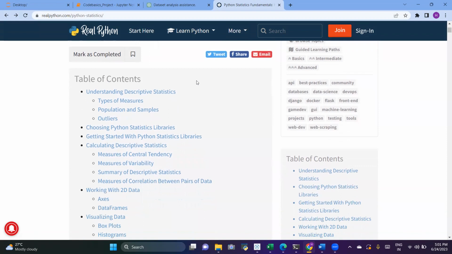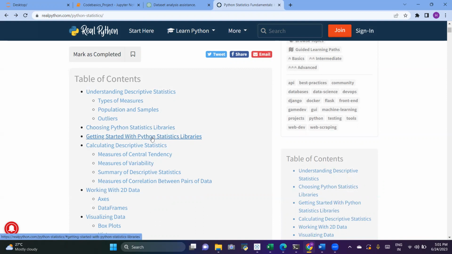Okay. So the table of contents is as follows. Understanding descriptive statistics, so trying to understand the importance of descriptive statistics. Types of measures. What is population and what is sample. Outliers. So what are these outliers and what is the importance of these outliers with respect to different industries? And choosing the Python statistics libraries. So there are various libraries in statistics, but what is the best statistics library to be chosen?